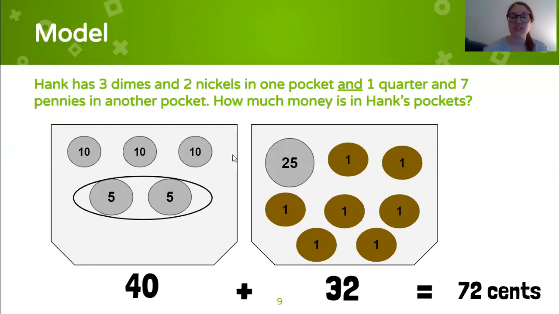Now I could have just looked at the picture and I could have counted that up. But what I like to do in my read, draw, write method is after I draw the picture, I write an addition or subtraction sentence to help me figure out my math. It just helps me sort things through in my brain. All right, so that was my model.